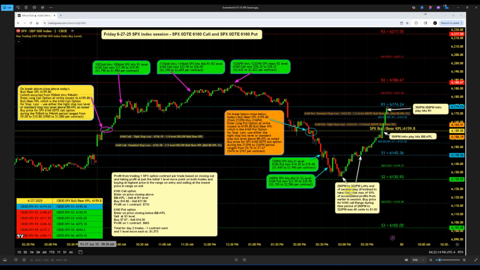This note here is for lotto plays. So as we explained on our last video on SPX, lotto plays are something that you can consider later on in, say, the last hour of the session or the last 30 minutes of the session, depending on what's going on.